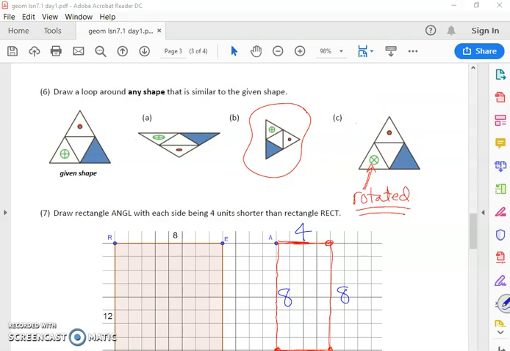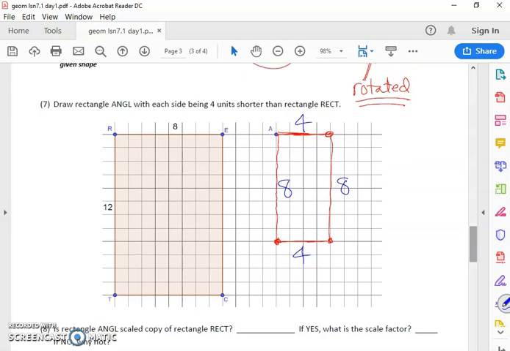So in problem 6, it looks like B and C could be the right answer. B actually is the right answer. The problem with C is that the circle with the X inside of it has actually been rotated slightly. So even though it looks like a scale copy, it's not, because that circle's been rotated. In problem 7, I asked you to make each side shorter by 4. Are these scale copies of each other? The answer is no. The scale factor between these 2 here is 2, and the scale factor between these 2 is not 2. So therefore, they're not copies of each other.